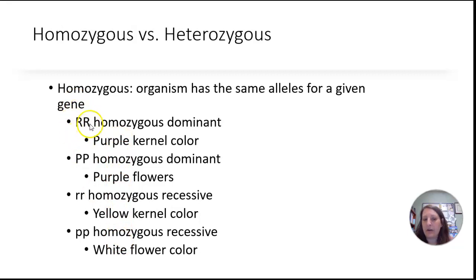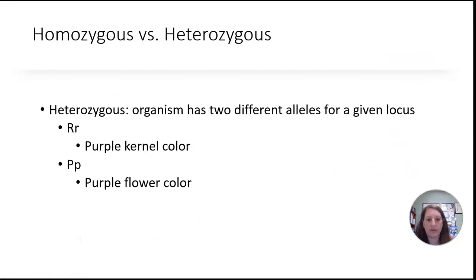So again, everything listed here is homozygous. The letters here, big R, big P, little r, little p, those are genotypes, right? That's the actual alleles inherited. The phenotype is the physical expression. So purple kernels, purple flowers, yellow kernels, white flowers, those are all phenotypes. So you want to make sure you know the difference between a genotype and a phenotype. Again, these are all homozygous. On the next slide, I have some more examples of heterozygous.